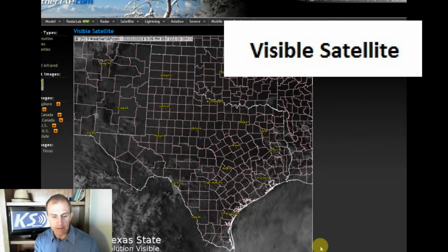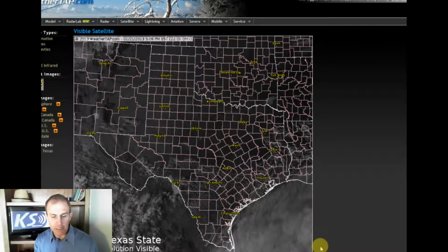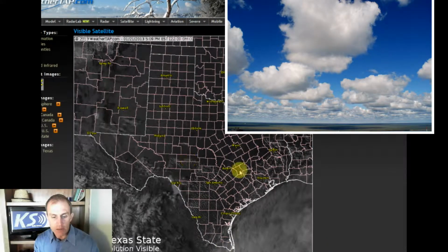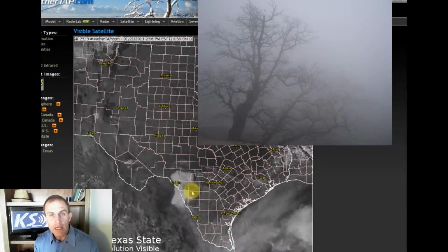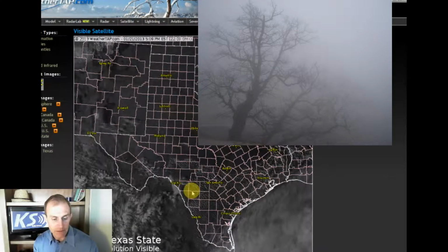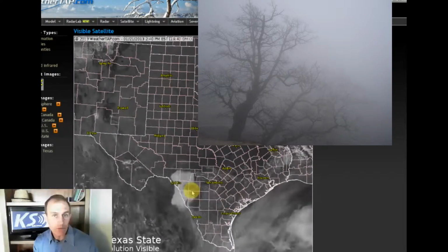All right, first of all, I want to show you the visible satellite. I'm going to zoom in onto Texas now. There are different clouds that you're seeing on this visible satellite. Some of these dotted clouds are basically just some afternoon cumulus clouds that popped up. And then also off to our west toward Del Rio, you can probably see these in some of the earlier frames. That was actually some fog that developed. Now, how do I know this? I'll tell you how I know this in just a second.